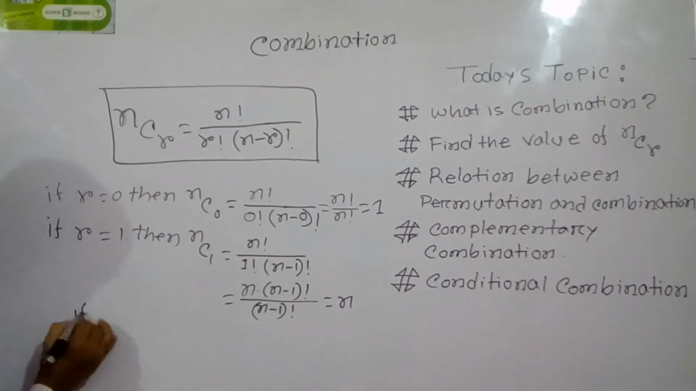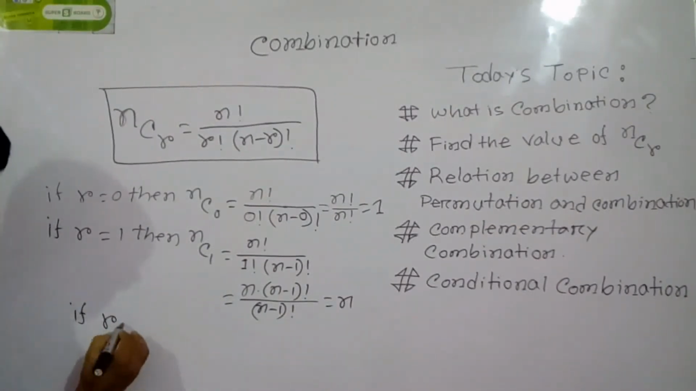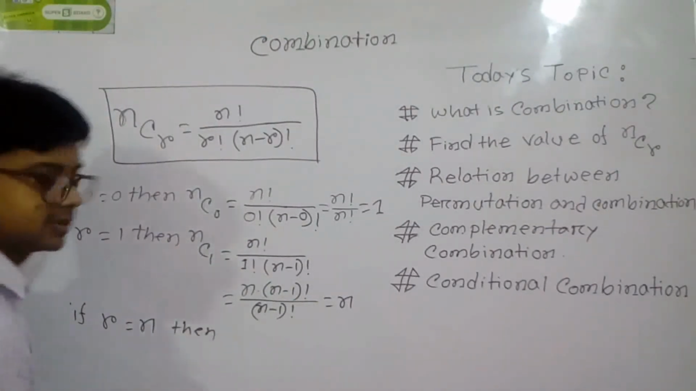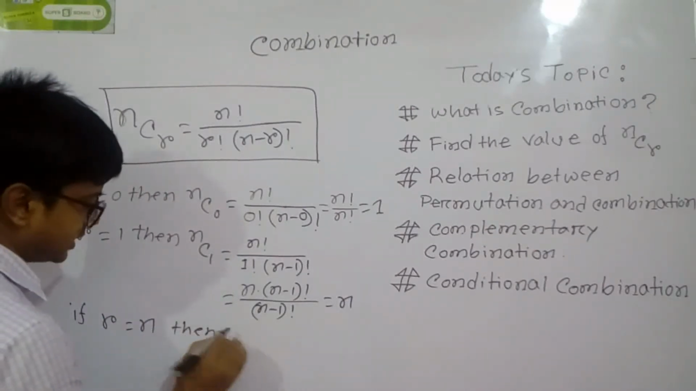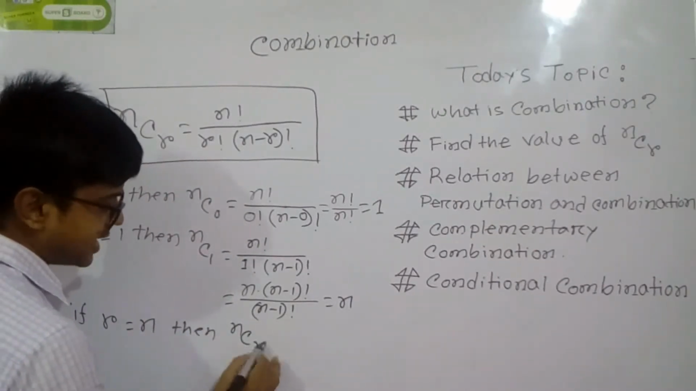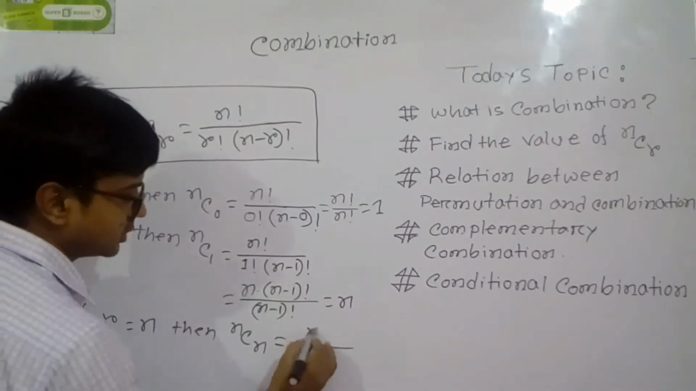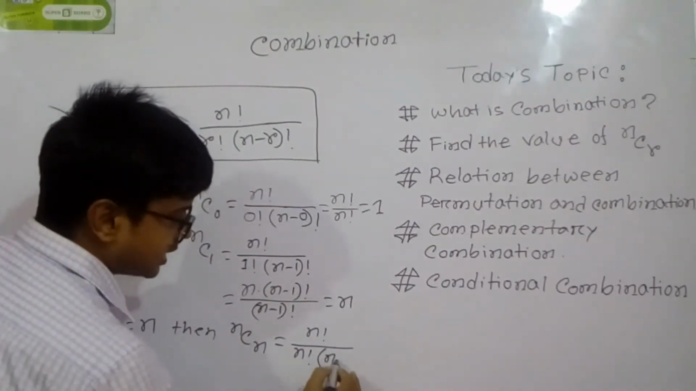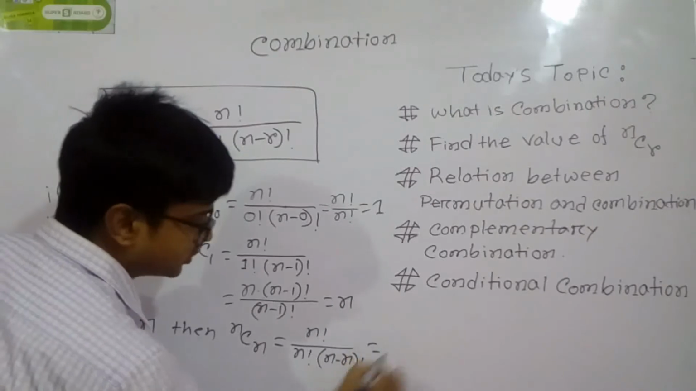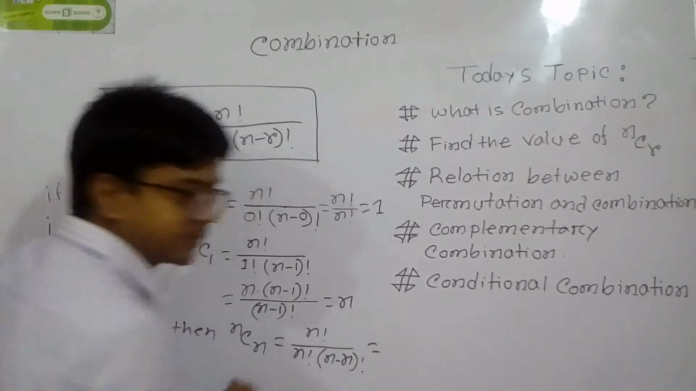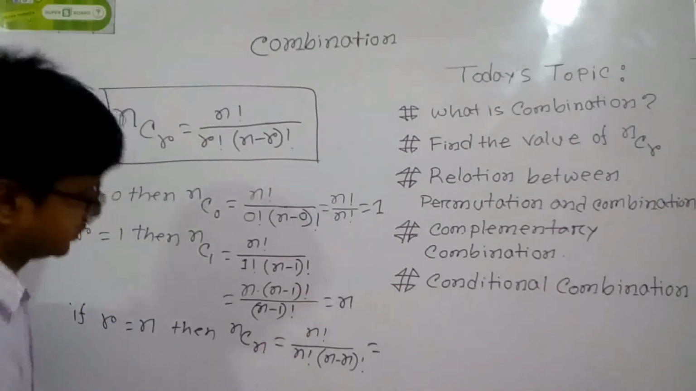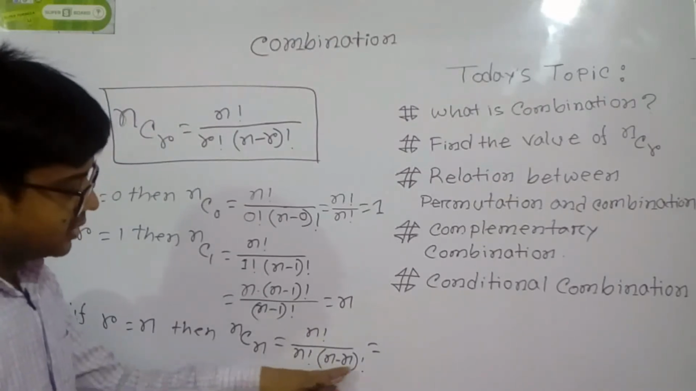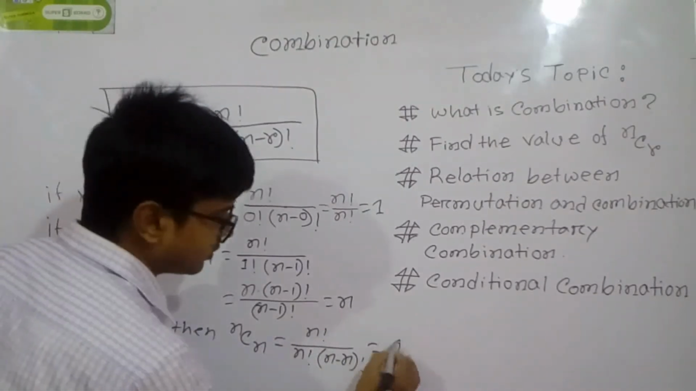Again, if we put r equals n, then nCn equals factorial n divided by factorial n times factorial n minus n. Here factorial n by factorial n and factorial 0, so our answer will be 1.